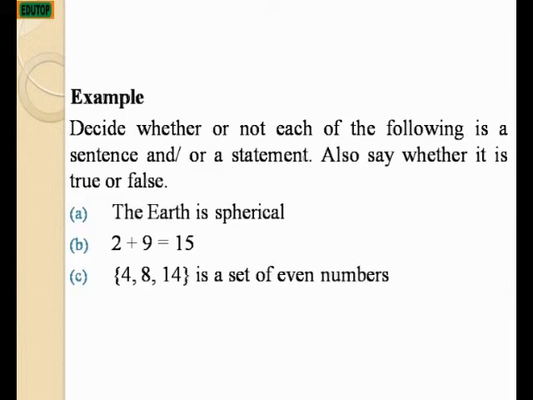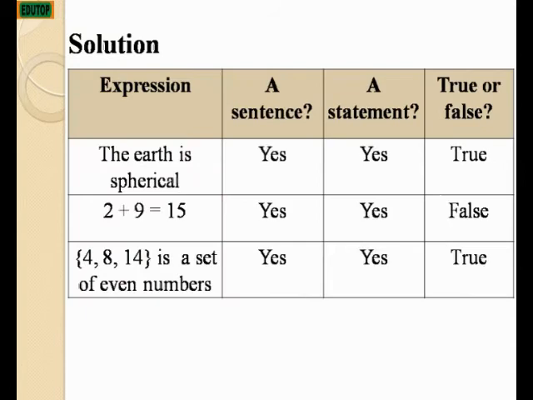But is it true? No. Because 2 plus 9 is 11. It's not 15. So it's a false statement. Then 4, 8, and 14. That is, the set of 4, 8, and 14 is a set of even numbers. Yes, it's a sentence because we have is, which is our verb, and it's a statement, and it is true because 4, 8, and 14 are even numbers.